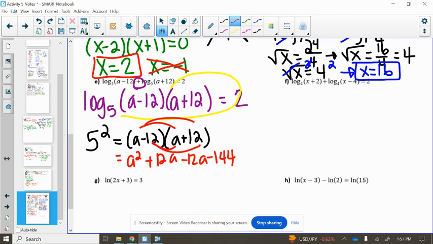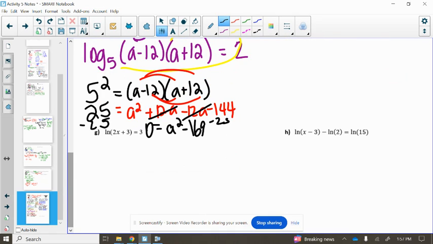And from there, we can condense. We still have this 25 on this side. If we condense down, plus 12a minus 12a cancels out, so we have a squared. And then if we subtract over the 25, negative 144 minus 25 more is negative 169. Now from here, this is a difference of 2 squares, right? We have a squared is a squared, 13 squared is 169, and then since it's a difference of 2 squares, one of these is positive, one of these is negative.